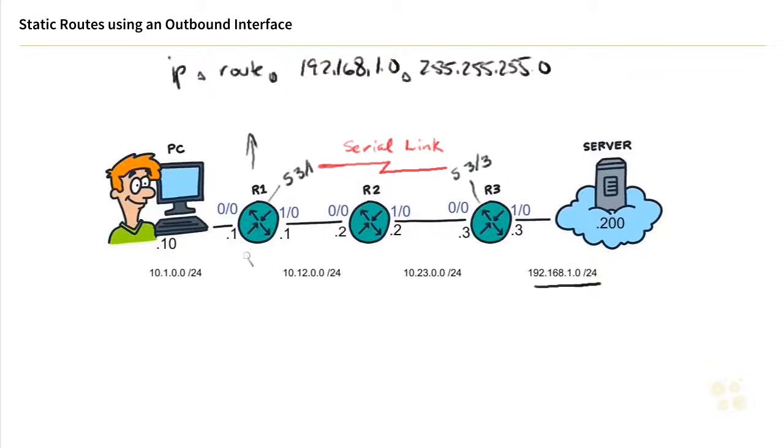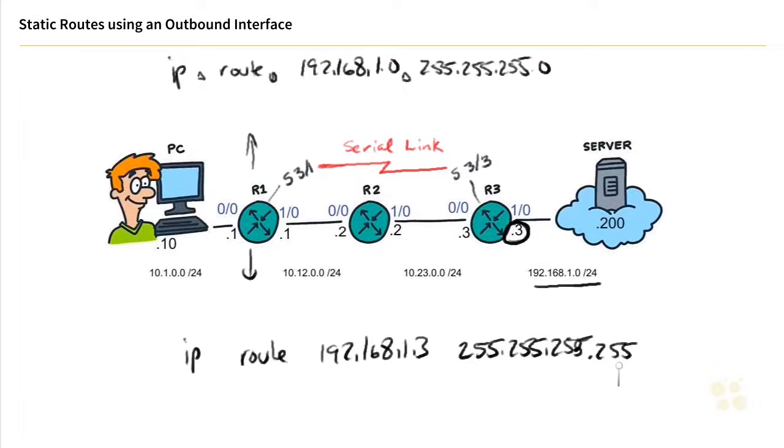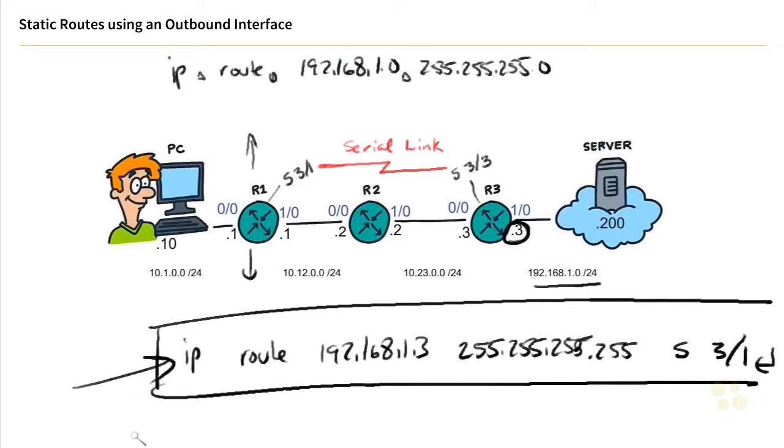So the syntax would look something like this on R1. We'd say IP route to get to 192.168.1.3. We're going to go specifically to the host address right there with a 32-bit mask. So we're creating a host route. We'll go ahead and simply say use interface serial 3/1 right here. So serial 3/1, press enter, and we're done. So let's go to the lab. We'll implement that route on router 1, and then we'll verify that it works.